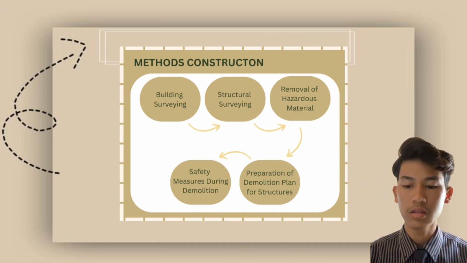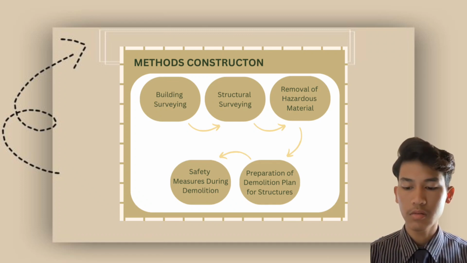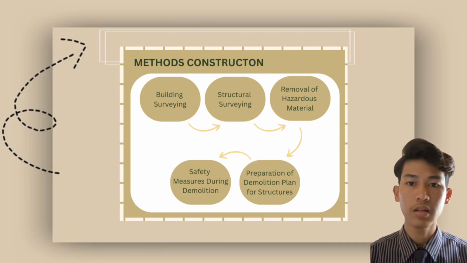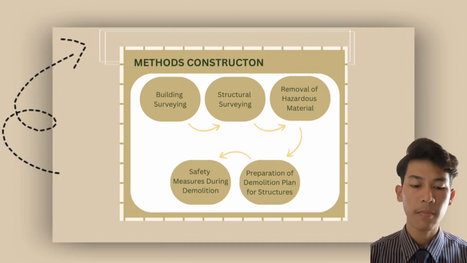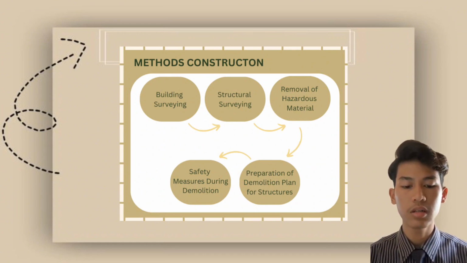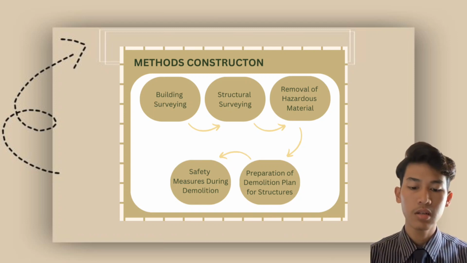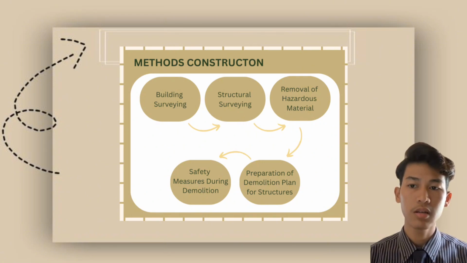Next, we go to structural surveying. This survey is to determine the structural condition of the building and the condition of the building itself. Next, we go to removal of hazardous material. The next step is to remove the dangerous item or the hazardous material if the dangerous material are discovered during the previous survey. Before the building is demolished, the dangerous item must be removed by the specialized personnel.